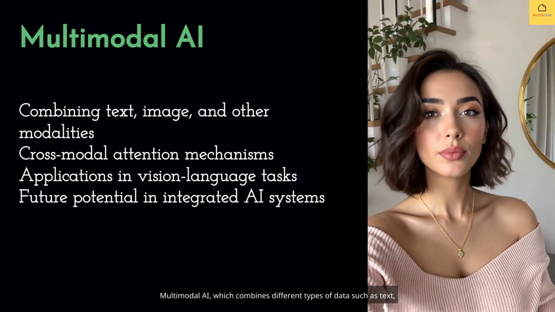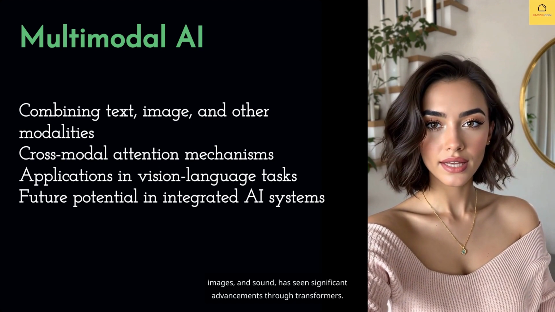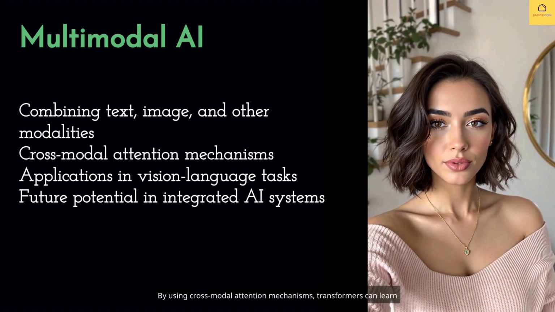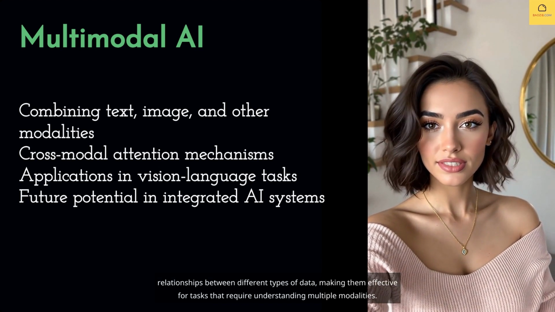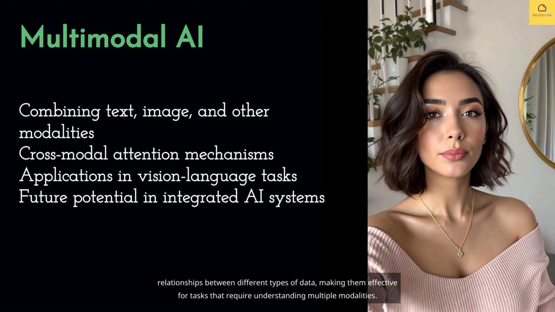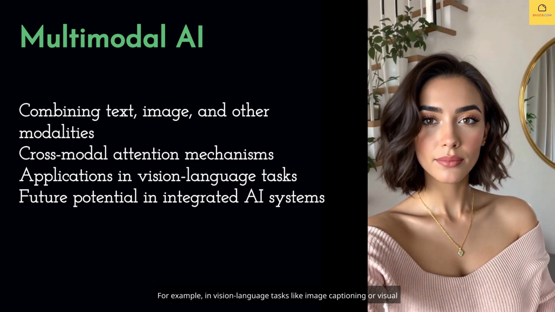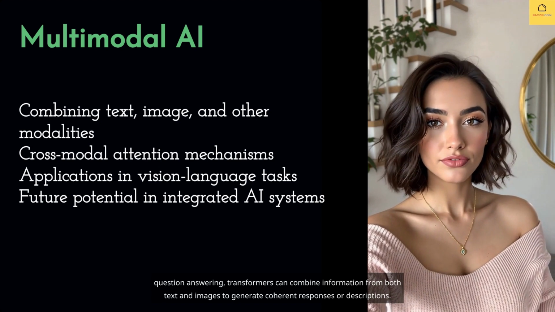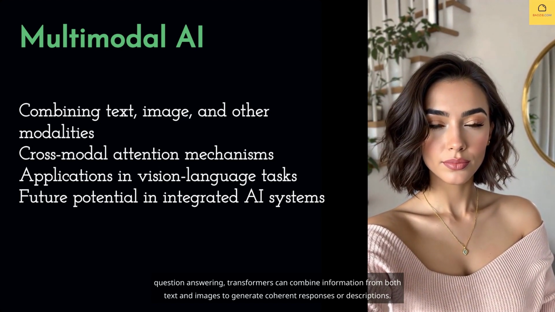Multimodal AI, which combines different types of data such as text, images, and sound, has seen significant advancements through transformers. By using cross-modal attention mechanisms, transformers can learn relationships between different types of data, making them effective for tasks that require understanding multiple modalities. For example, in vision language tasks like image captioning or visual question answering, transformers can combine information from both text and images to generate coherent responses or descriptions.